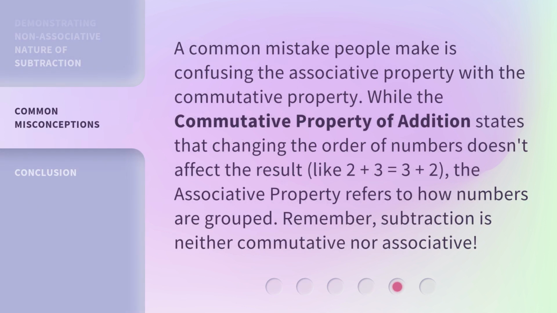A common mistake people make is confusing the associative property with the commutative property. While the commutative property of addition states that changing the order of numbers doesn't affect the result, like 2 plus 3 equals 3 plus 2, the associative property refers to how numbers are grouped. Remember, subtraction is neither commutative nor associative.